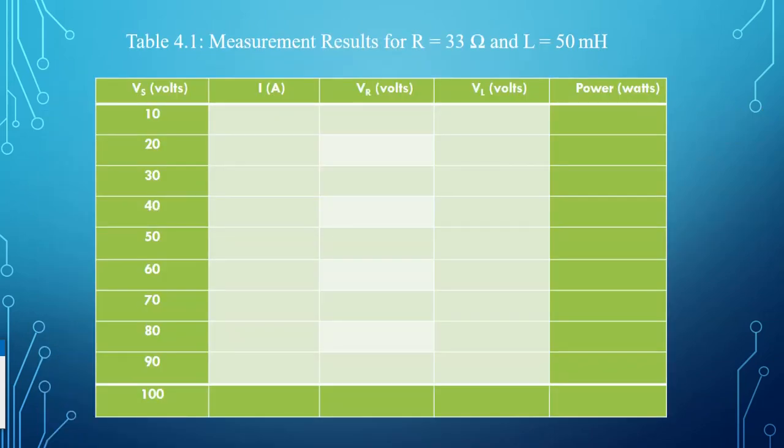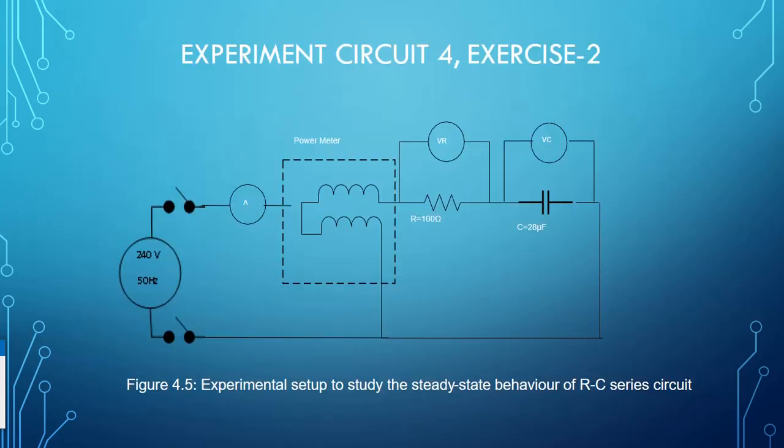You vary the input voltage from 10 up to 100 volts, and fill in the current flowing in your load, then V on the resistor, V on L, and the power. Then go to exercise 2. Exercise 2 consists of an R and C series circuit.